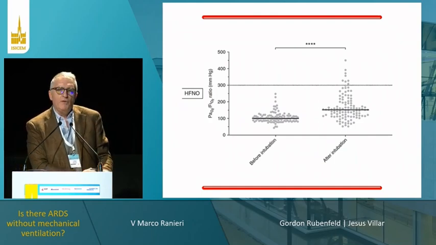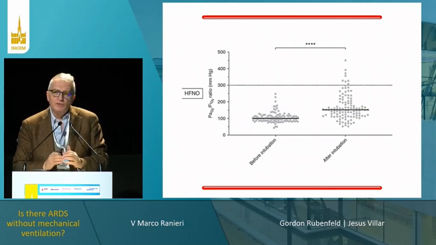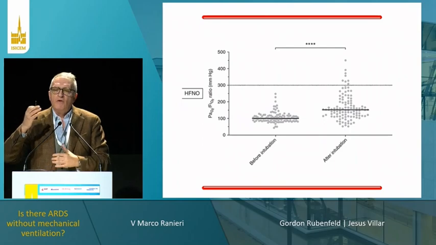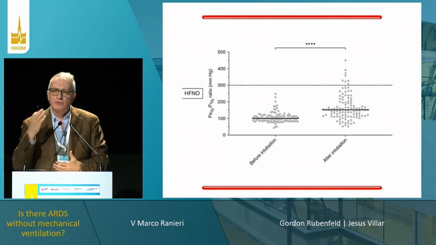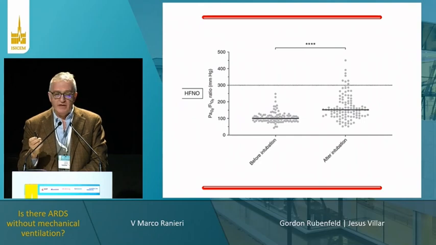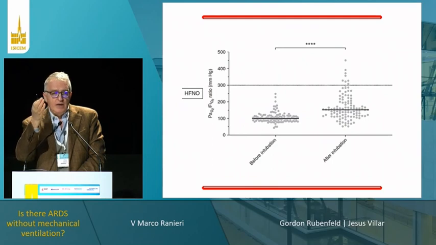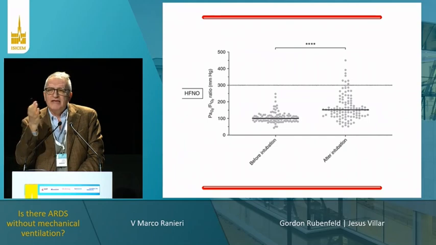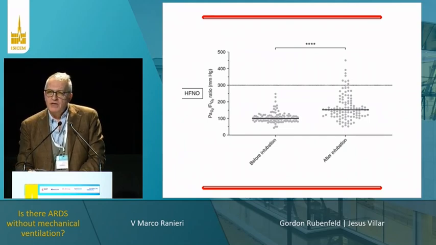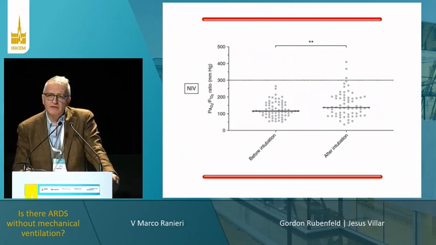Of course, before intubation, you see a very narrow distribution of the data points. After intubation, you see a scatter of the points. So, of course, after intubation, the severity of ARDS, as assessed by the PF ratio, changed. But almost all of them matched the PF criteria for ARDS. So you could, in theory, say that allowing high-flow nasal oxygen to identify patients with ARDS is as good as conventional invasive mechanical ventilation. And the same picture was true for non-invasive ventilation.